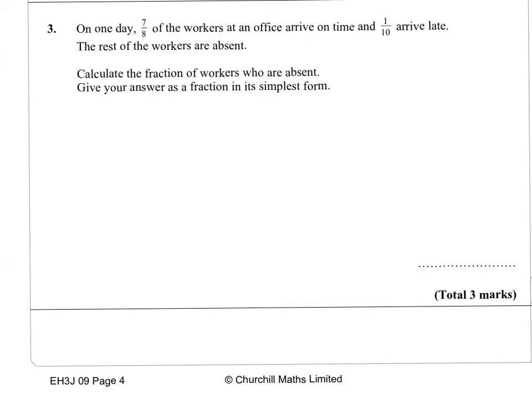Okay, question 3 is a fraction question, and it looks a little bit tricky when you first read it. What do we get? It says, on one day, 7/8 of the workers at an office arrive on time. 1/10 arrive late. The rest of the workers are absent. What have we got to work out? Calculate the fraction of workers who are absent. Give your answer as a fraction in its simplest form. So there are 3 marks available for this.